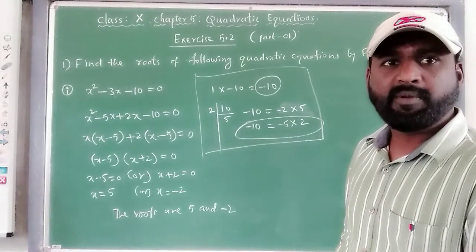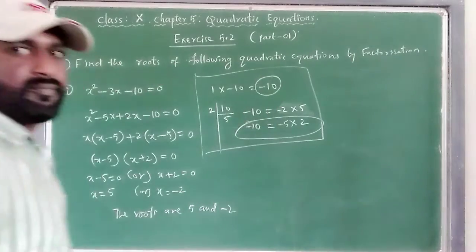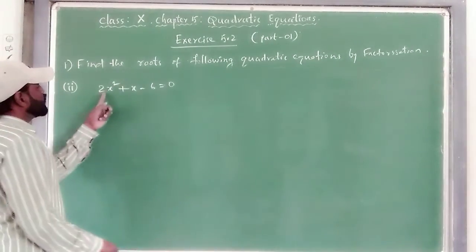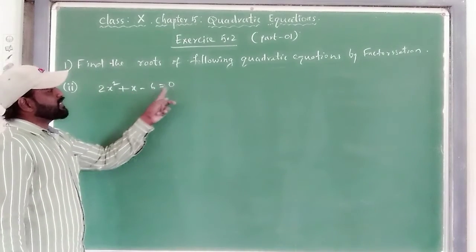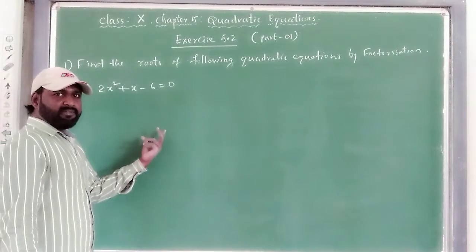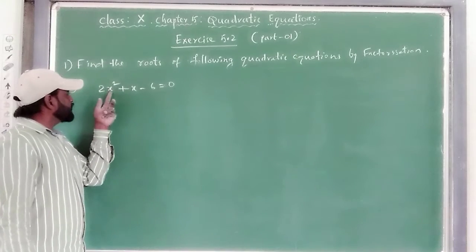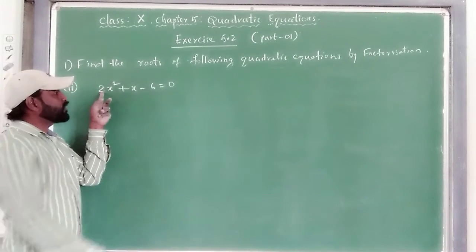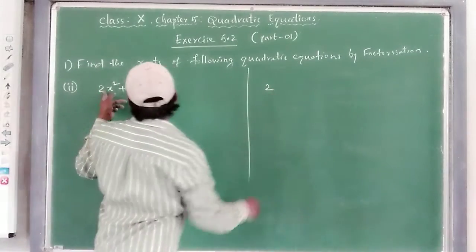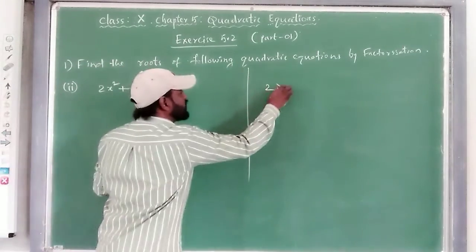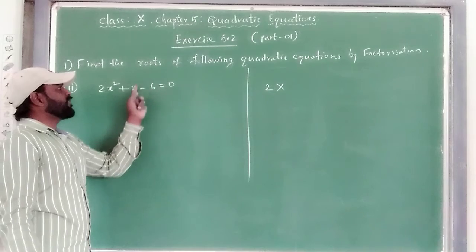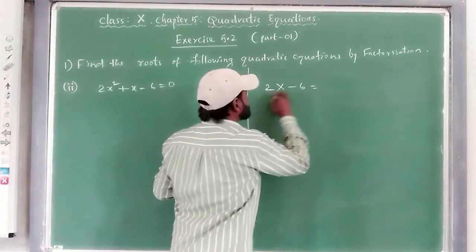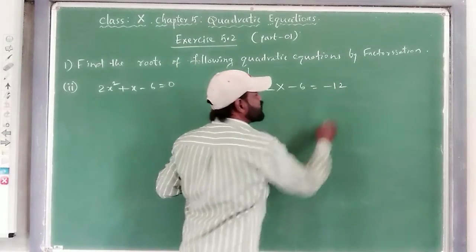Let us see the next problem of this bit. Second one: 2x square plus x minus 6 is equal to 0. Same as the previous one, first look at the quotient of the x square term. What is the quotient of the x square term here? 2. So write that first. Multiply this with the constant term along with the sign. What is the constant term? Minus 6. So 2 into minus 6 is minus 12.